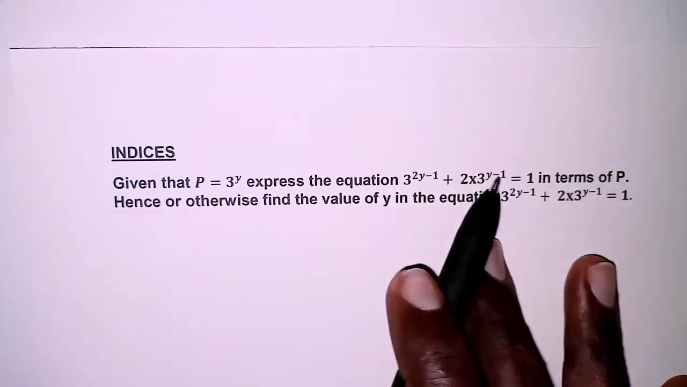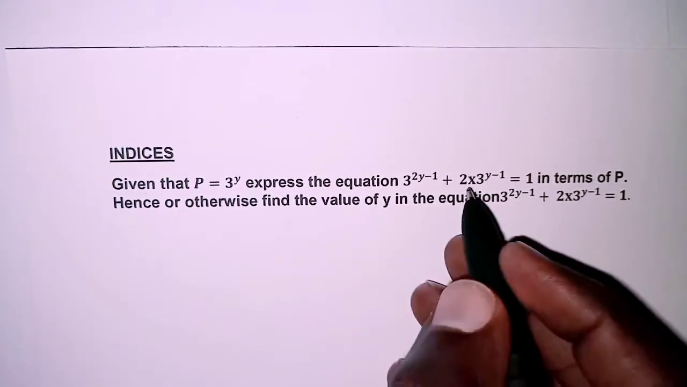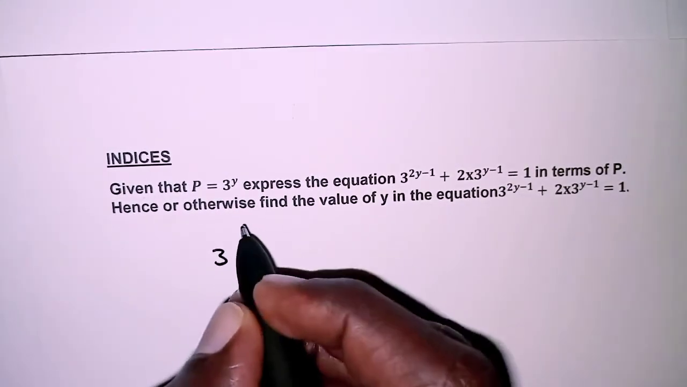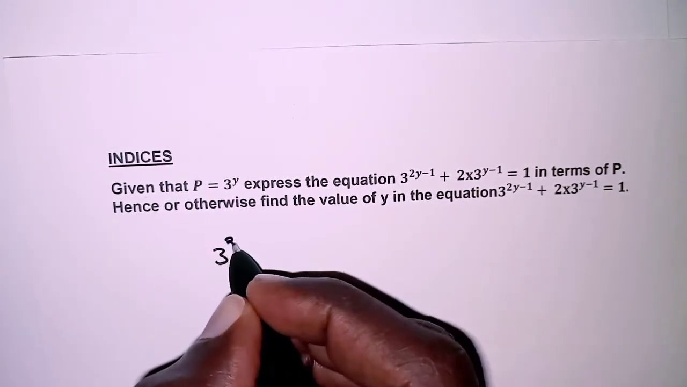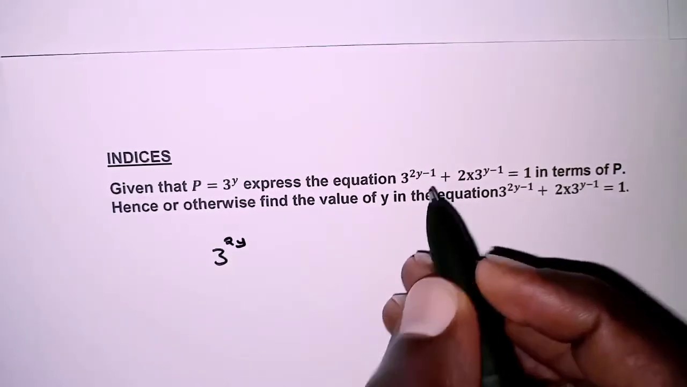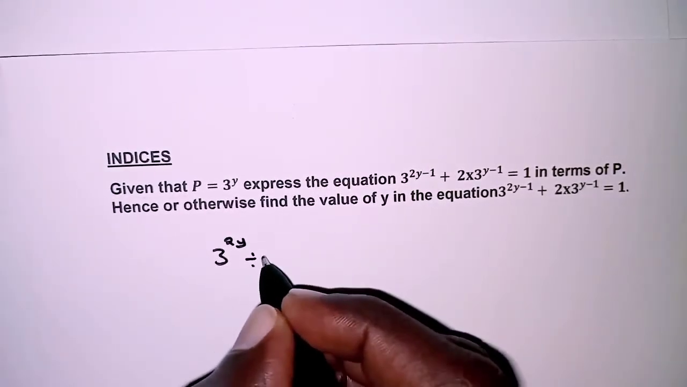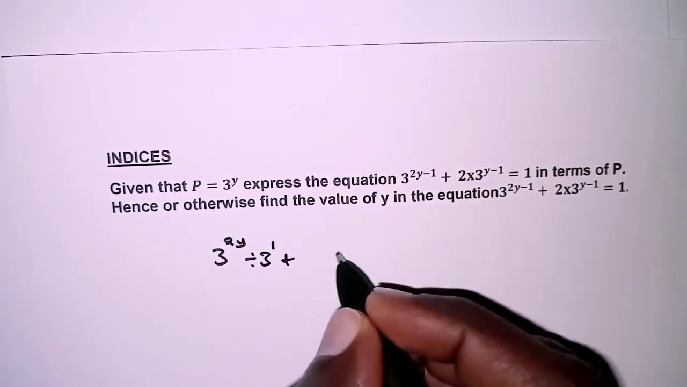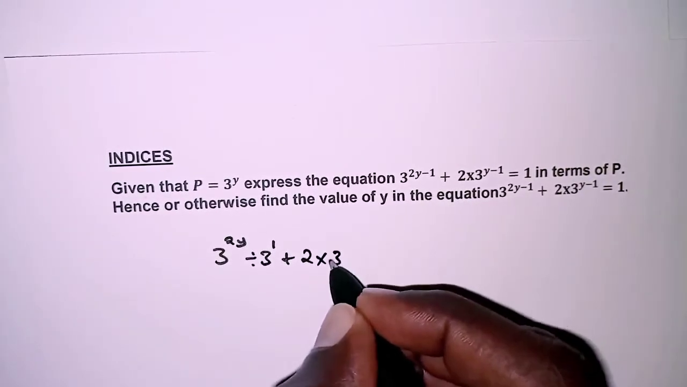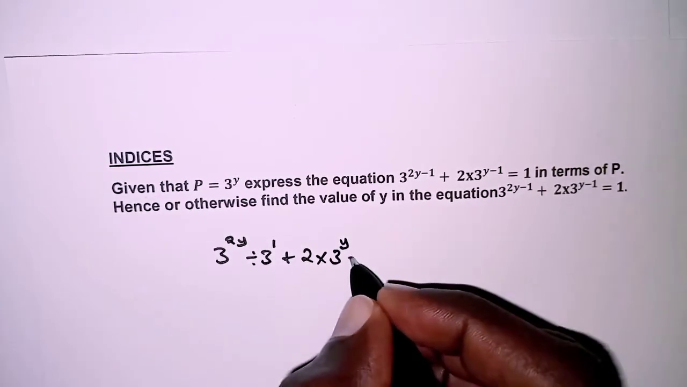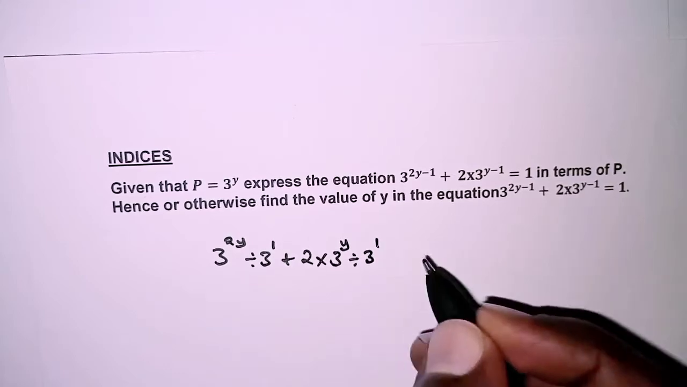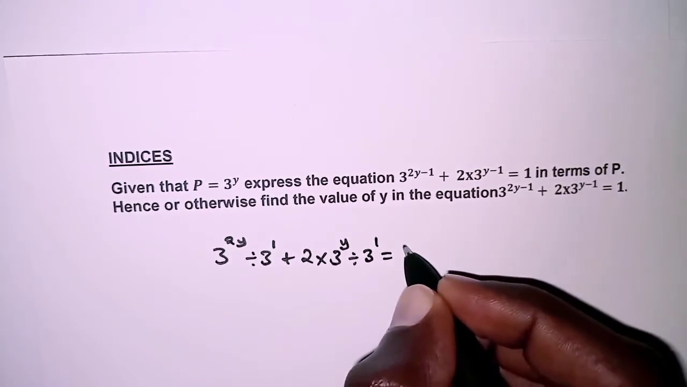First we need to interpret the indices as follows. In this equation we have 3 power 2y, minus means division, so divide by 3 power 1, plus 2 times 3 power y, again minus means division, so we're going to divide by 3 power 1, and that should be equal to 1.